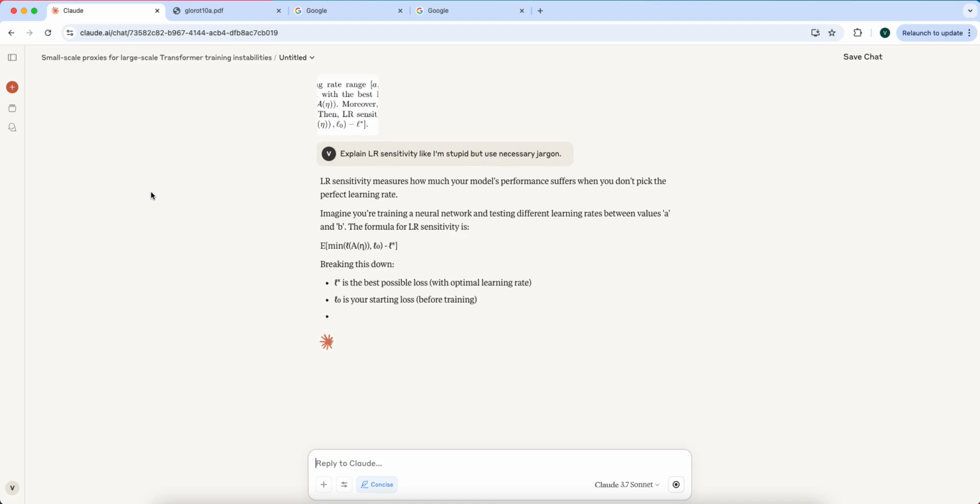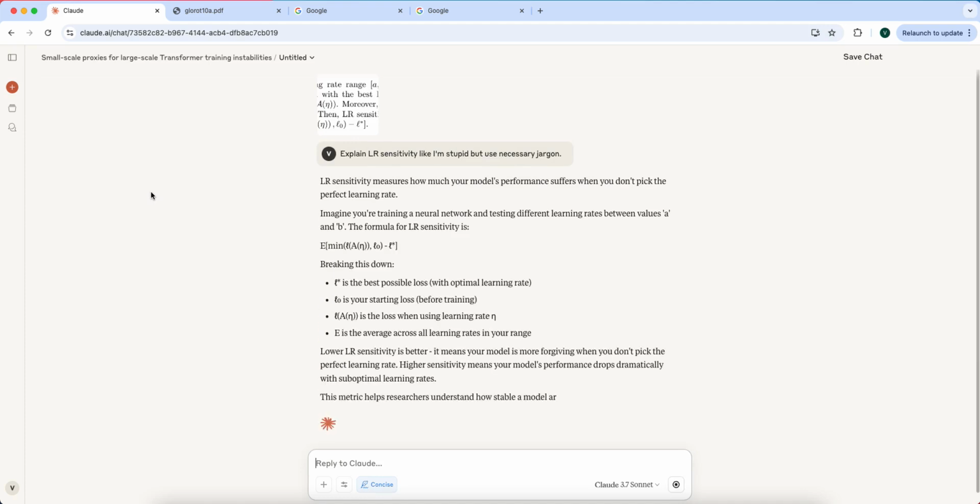LR sensitivity measures how much your model's performance suffers when you don't pick the perfect learning rate. Imagine you're training a neural network and testing different learning rates between values A and B. The formula for LR sensitivity is this. L star is the best possible loss, so that's your optimal learning rate. L naught is your starting loss before training. L_A(eta) is the loss when using learning rate eta. E is the average across all learning rates in your range.